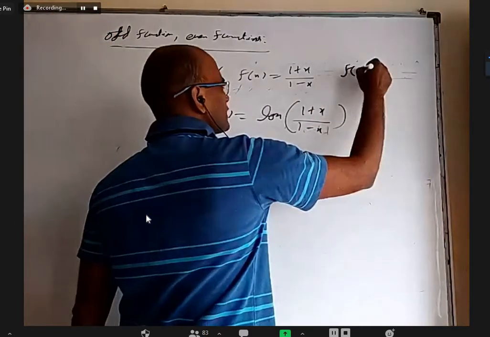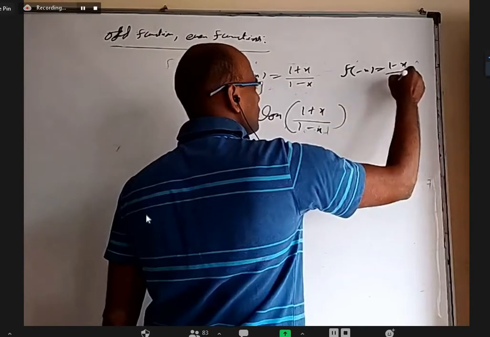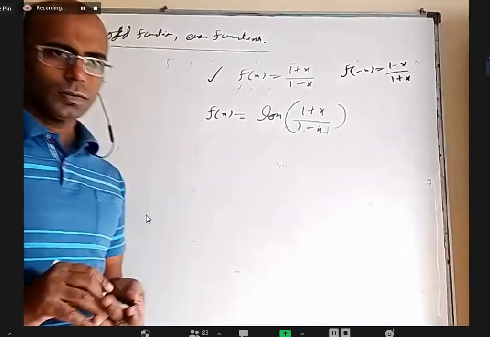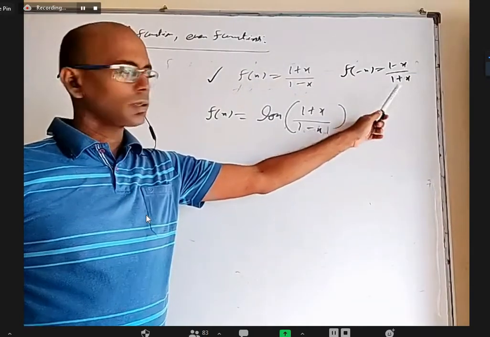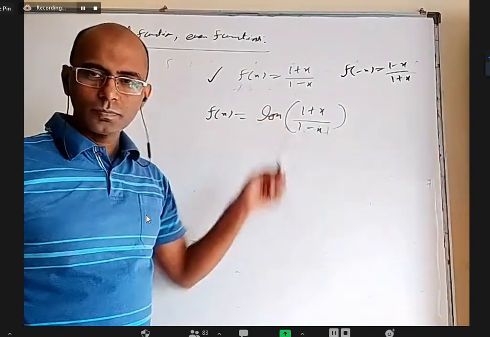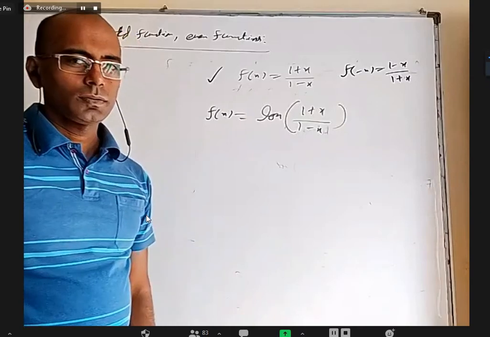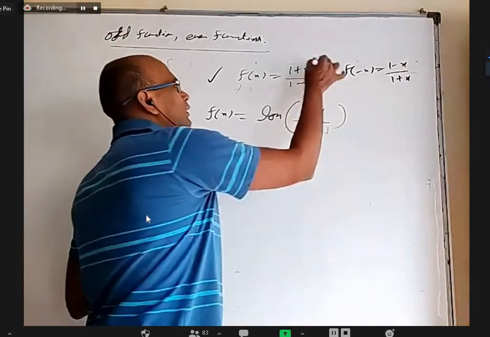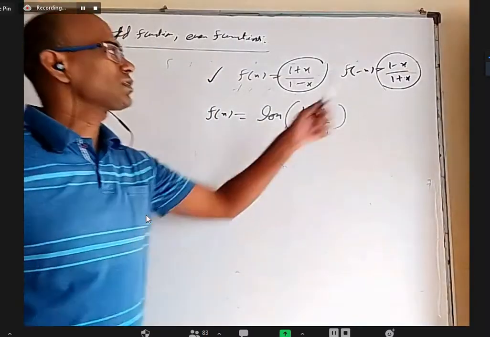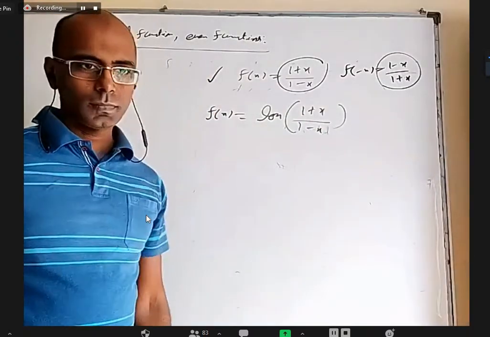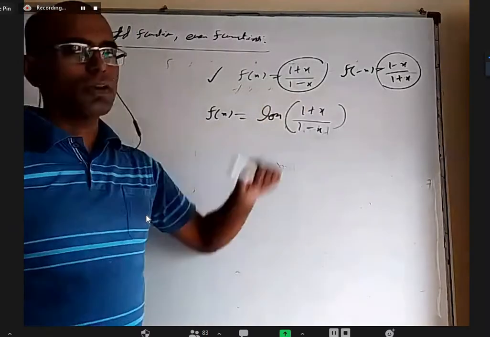What is f of minus x will come? 1 minus x by 1 plus x. Is this negative or this? Neither even nor odd. This one and this one, they are not equal. And this is also not the negative of this, no? Okay, so it is neither even nor odd.